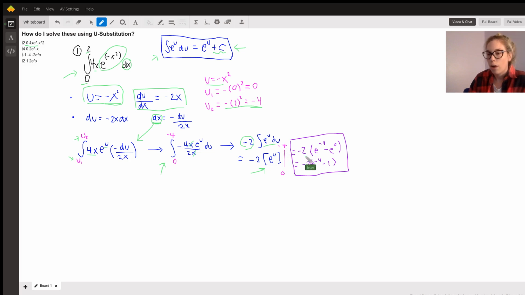So here I've just plugged that in. I have e to the negative 4 minus e to the 0. And when I simplify that out, it's something you would need to put in your calculator or leave in terms of e so that it just looks nicer. But I hope this answered your question.